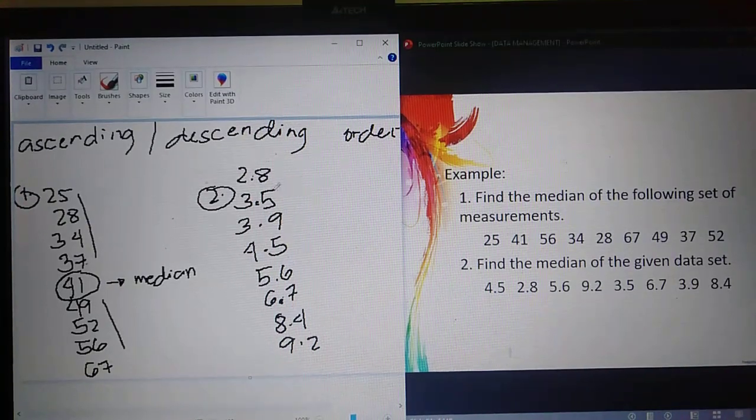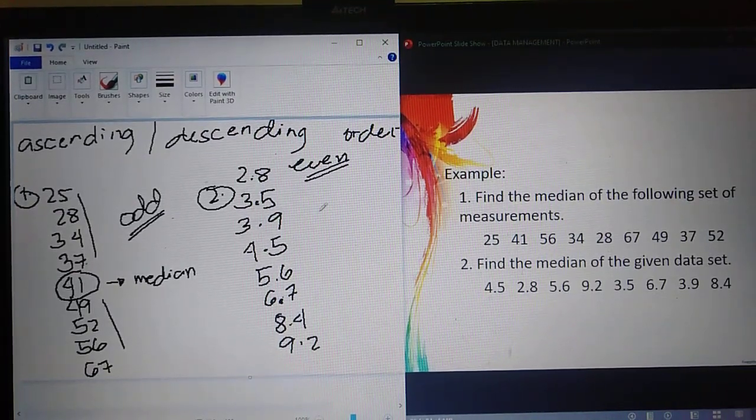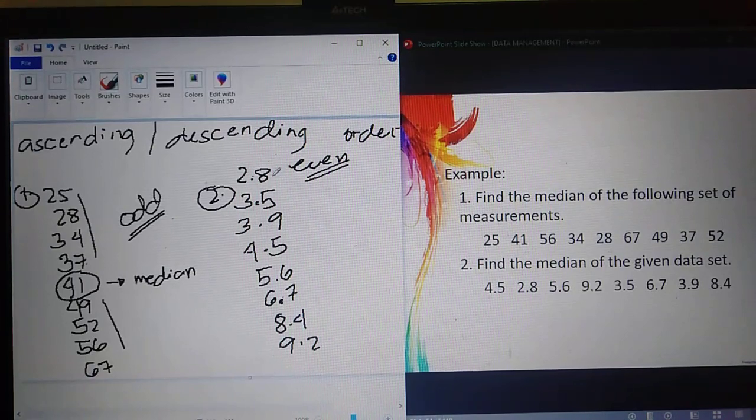So, as you can see, it is an even number. Ito kanina is odd. Odd yung bilang. Ito naman is even. Okay? As you can see, even. So, dalawang gitna. So, tatlo. 1, 2, 3. And then, 1, 2, 3 sa baba. And then, ito yung magiging median natin. Median numbers. Nasa gitnang number.